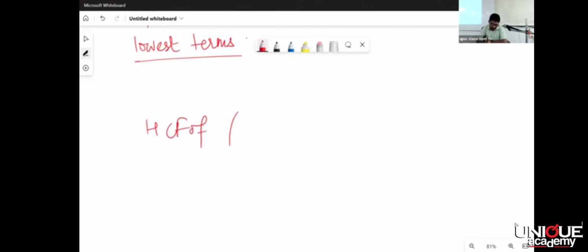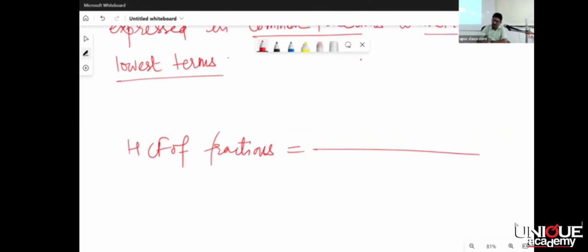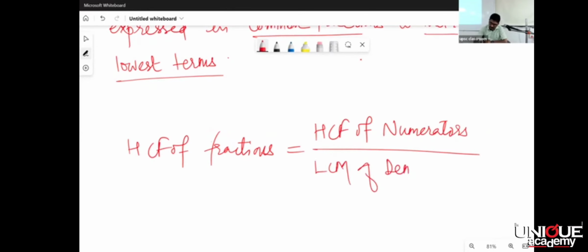Then on the next line we will write this relation. HCF of fractions is equal to HCF of numerators upon LCM of denominators. Listen, there may be two or more fractions. After getting each of these to common fractions in the lowest terms, the HCF of all those fractions is again a fraction whose numerator is the HCF of all numerators, and whose denominator is the LCM of all denominators of the given fractions. Are you getting me? Is it clear?